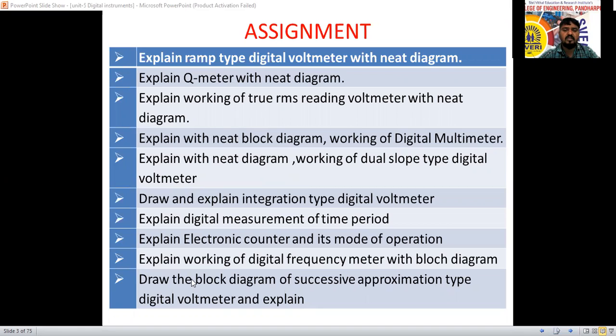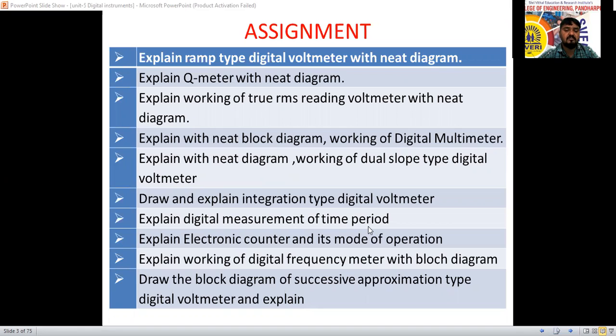Next, explain with neat diagram the working of dual slope type digital voltmeter. This is also one type of digital voltmeter. Draw and explain integration type digital voltmeters. Here: integration type, dual slope, RMS, ramp type. Only 4 types of digital voltmeters are here. Next one, draw and explain integration type. That is over.